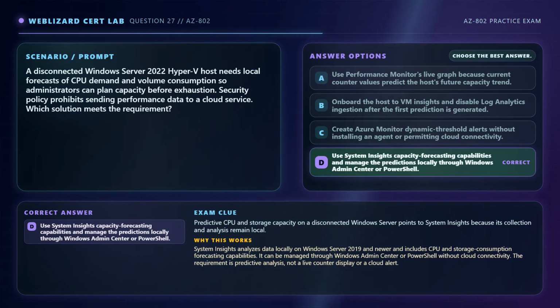System Insights analyzes data locally on Windows Server 2019 and newer, and includes CPU and storage consumption forecasting capabilities. It can be managed through Windows Admin Center or PowerShell without cloud connectivity. The requirement is predictive analysis, not a live counter display or a cloud alert. Predictive CPU and storage capacity on a disconnected Windows server points to System Insights because its collection and analysis remain local.